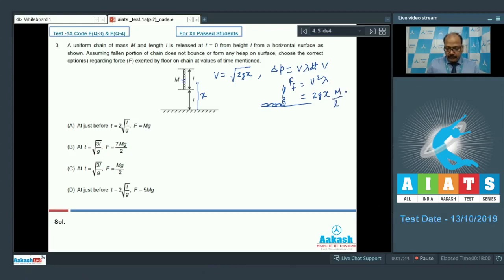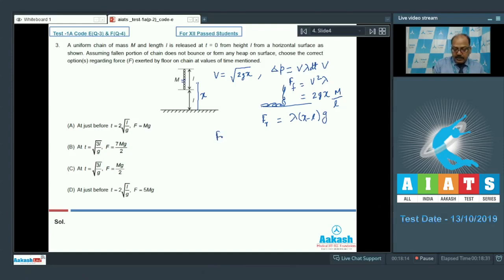The force by the part which is already there, let's call it the force by the part at rest, is equal to, well, if this element has come here, that means the length which is now resting on the surface equals x minus L. So it is lambda into x minus L into g.